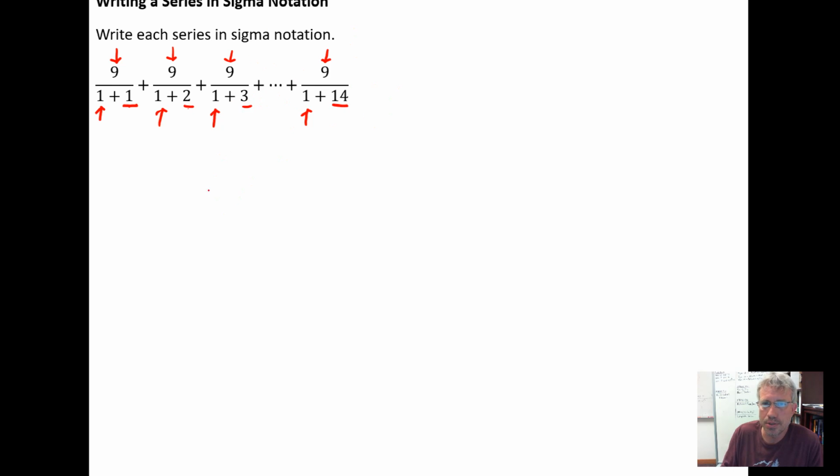So representing this series in sigma notation, I'd say, hey, I'm going to take the sum from i equals 1 to 14. That's where the incrementation ends. And then it's going to be the constant terms, 9 over. I have a 1 showing up in each of those terms, so it's going to be 1 plus i.